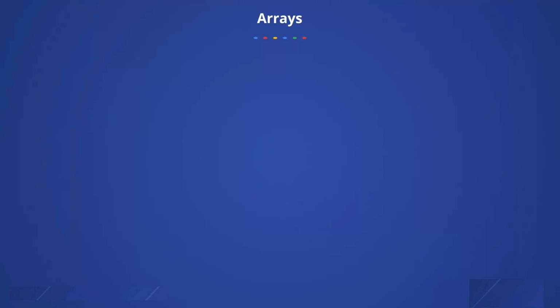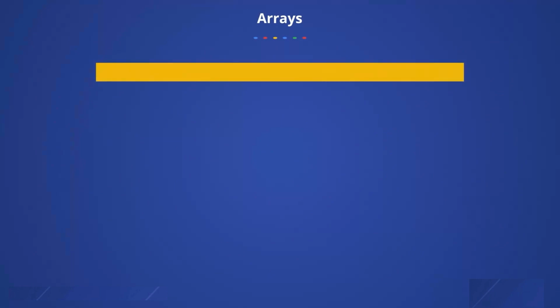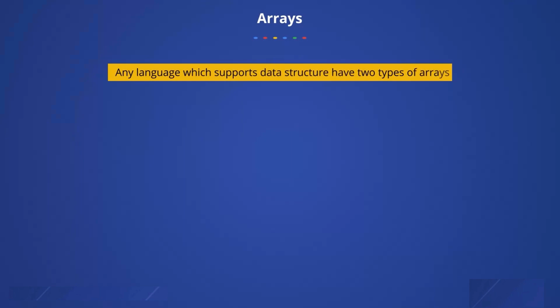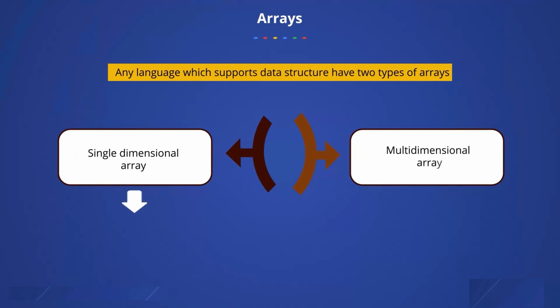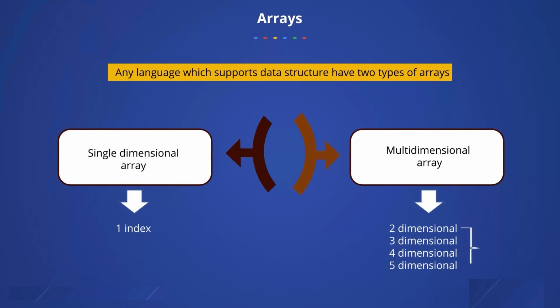Basically, not only in Java but in any language which supports data structures, there are two types of arrays. One is single dimensional, another is multi-dimensional. Single dimensional means you have just one index. Multi-dimensional could be 2-dimensional, 3-dimensional, 4-dimensional, 5-dimensional. Anything more than one dimension is called multi-dimensional.